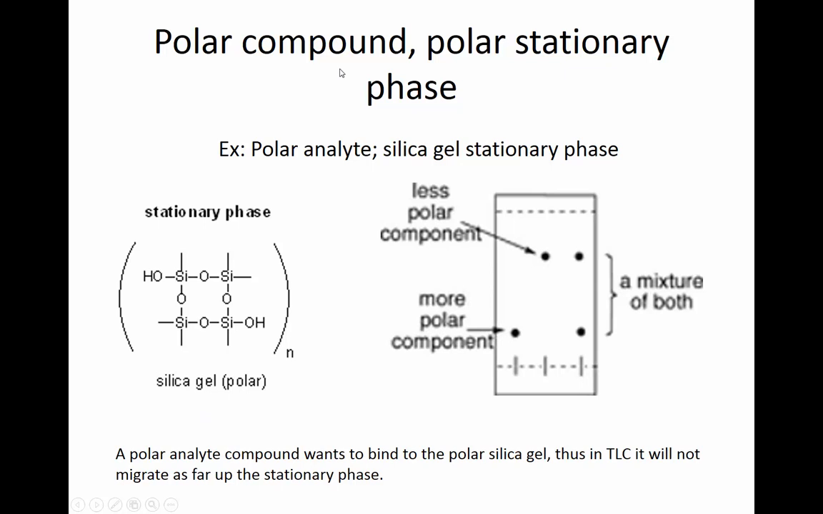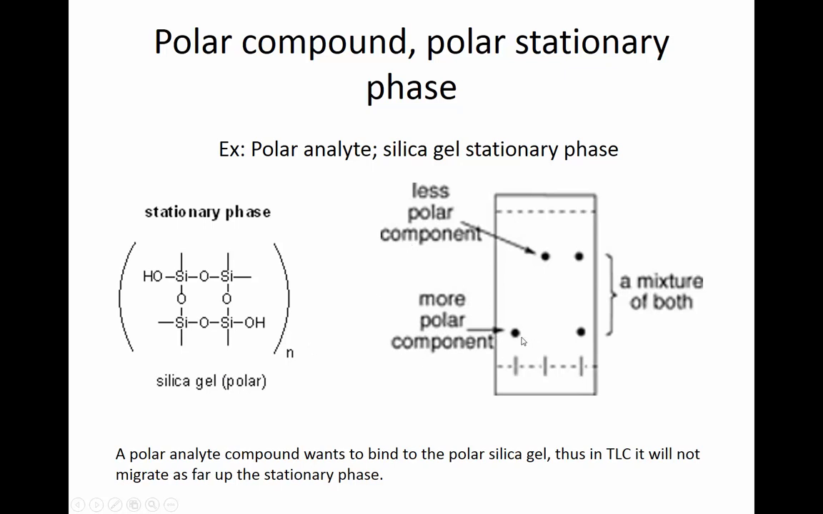Okay, so we have polar compounds and polar stationary phases here. If we are separating polar analytes, we use silica gel. And here you can see a portion of silica gel as it would be on the thin layer chromatography. And you can see it is rather polar. It has some hydrogens and oxygens. So it can form some hydrogen bonds with your analyte.